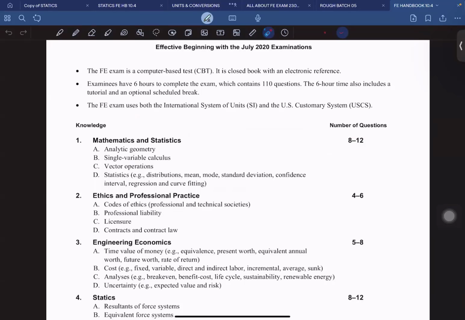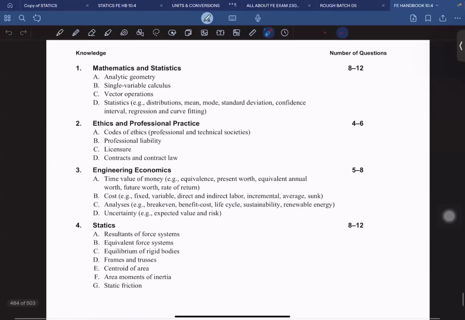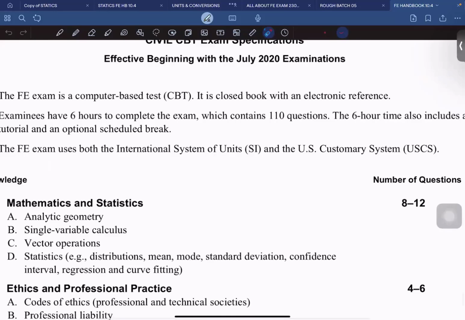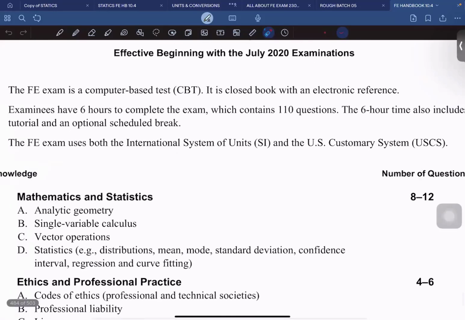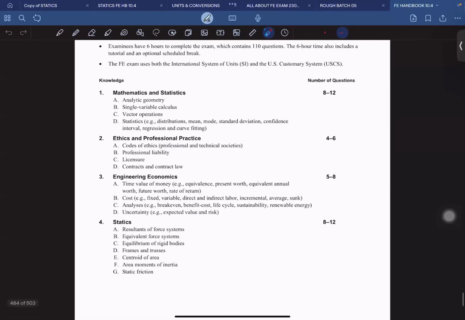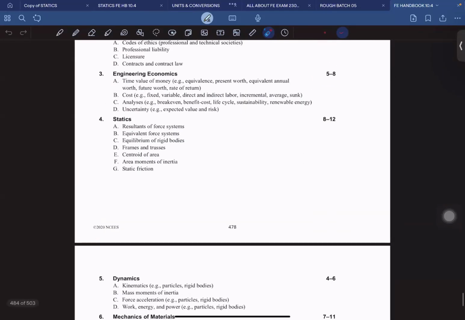So how many total questions do we have in the exam? Is it 100 or 90 or 110? 110. Yeah, you can see here we have 110 questions. Each carries around 1 mark. The weightage for each question is just one. But subject-wise, some subjects have very little weightage, like 4 to 6 for ethics. And statics, which we're going to start now, has 8 to 12 marks, which means on average you can get around 10 questions or 10 marks.